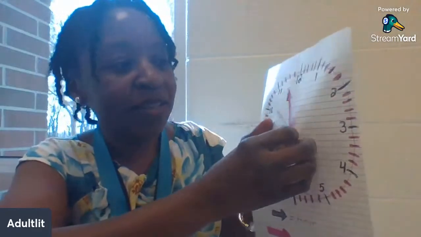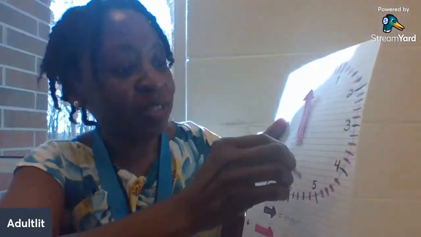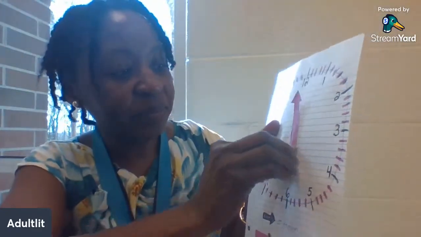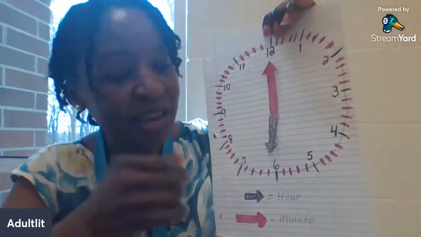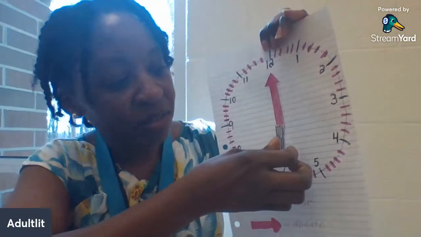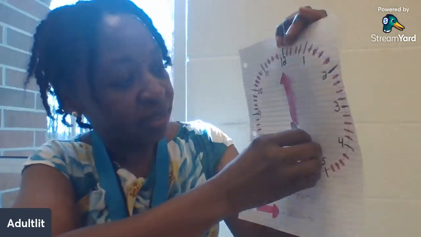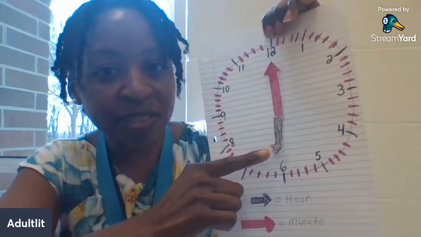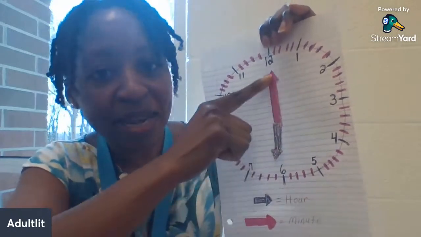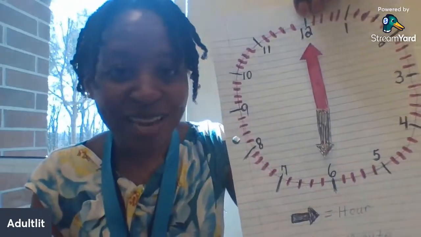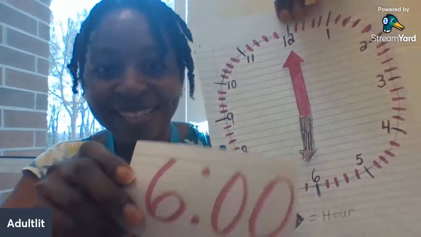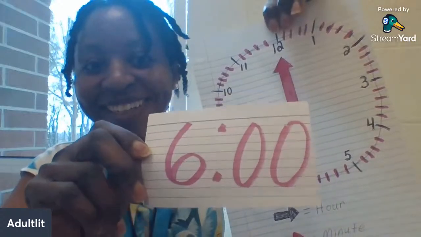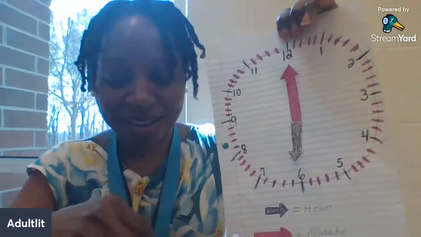So let me show you another time, another hour, and I want to see if you can guess it. See if you can guess this in the chat below. So if I have the hour hand on the 6, the hour hand is the little hand on the 6, and the long minute hand on the 12, what time is that, class? That is 6 o'clock. Good job if you got that right.